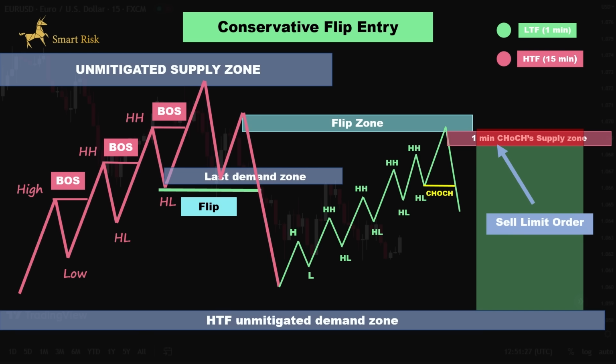with a stop loss a couple of pips above the zone's highest point. And for the take profit, we can target the higher time frame's unmitigated demand, or we can target the swing low of the current time frame. Let's see an example.